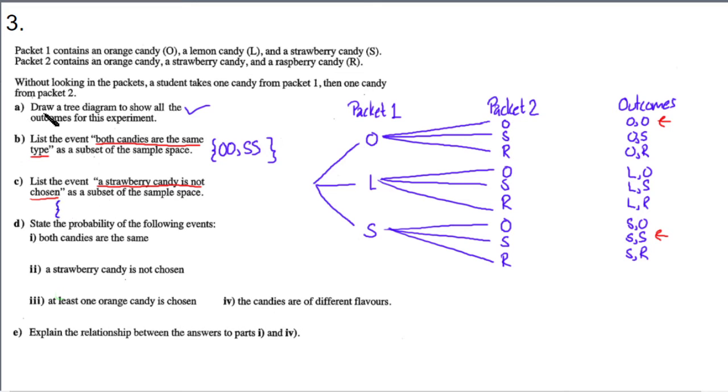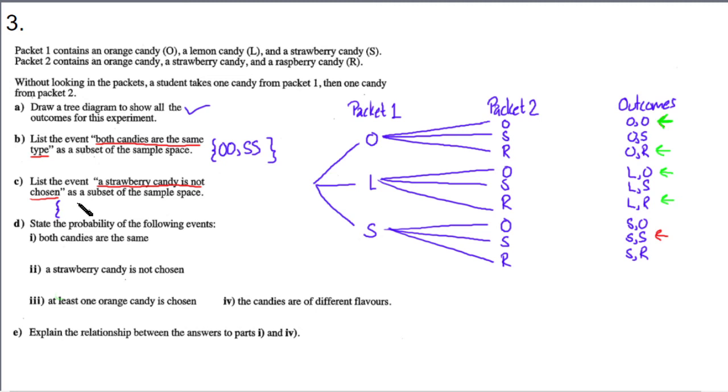Use a different color here. So a strawberry candy is not chosen. Well, we're going to use green here. So the first option, clearly a strawberry was not chosen. The second one doesn't apply because we did choose a strawberry. There we did not choose a strawberry. No strawberry. No strawberry. And then in the last here, we have strawberries in all of them. So we're dealing with these 4 outcomes here.